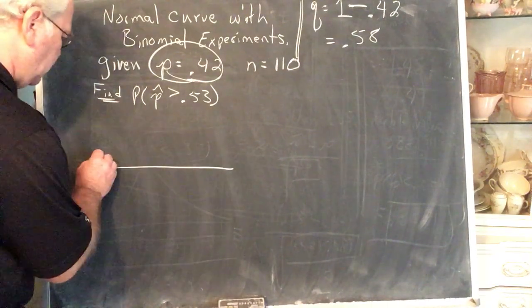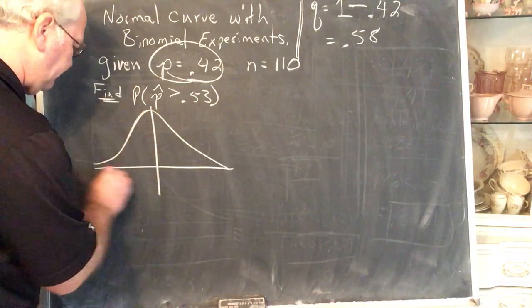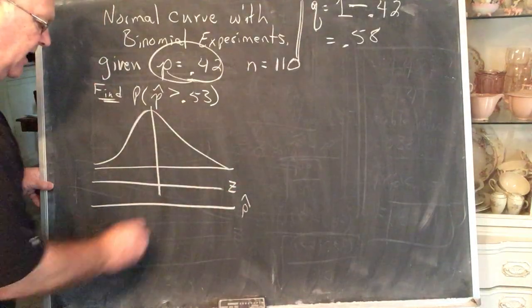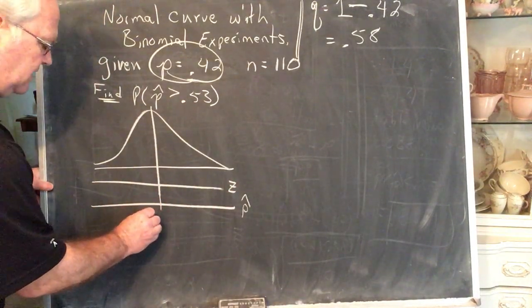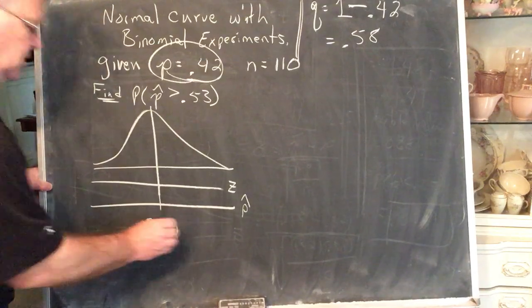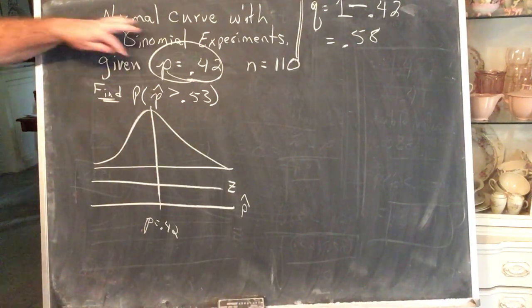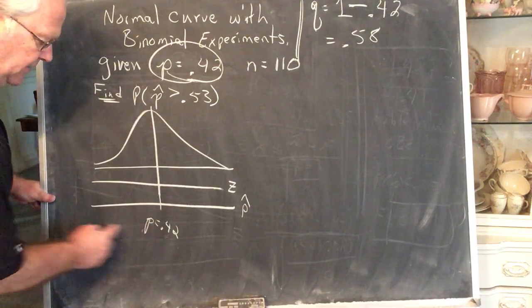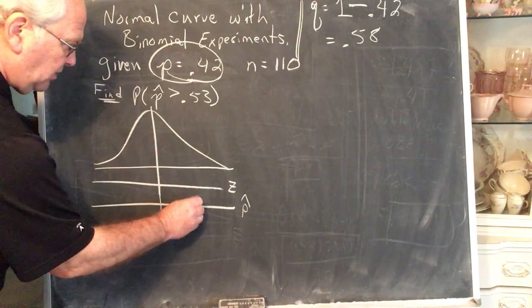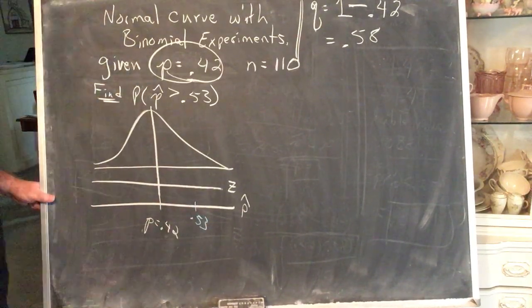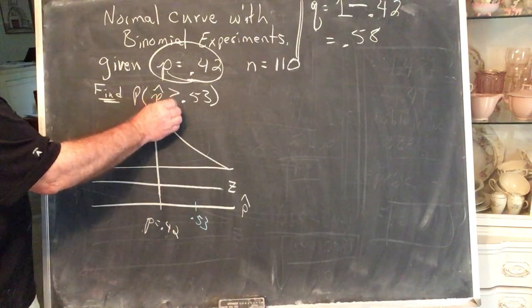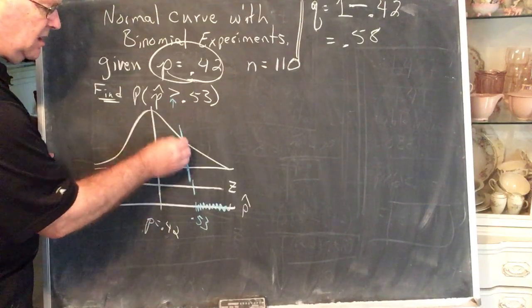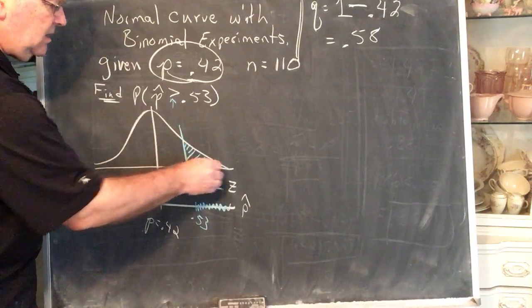All right, so we have our normal curve. This is the Z scale, this is the P hat scale. This is centered at 0.42. And we want to find the probability that P hat is greater than 0.53. 0.53 on this scale, this is the x-axis, is here. And we want everything greater than, so that means we want everything to the right, which means we want this shaded area.